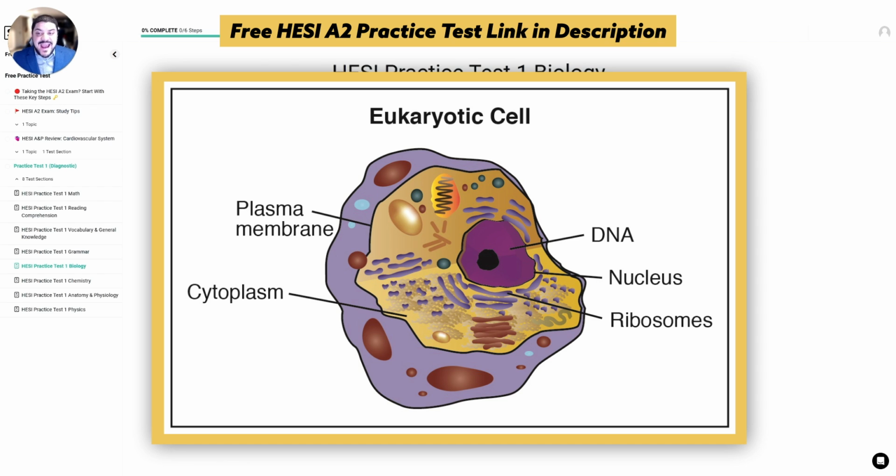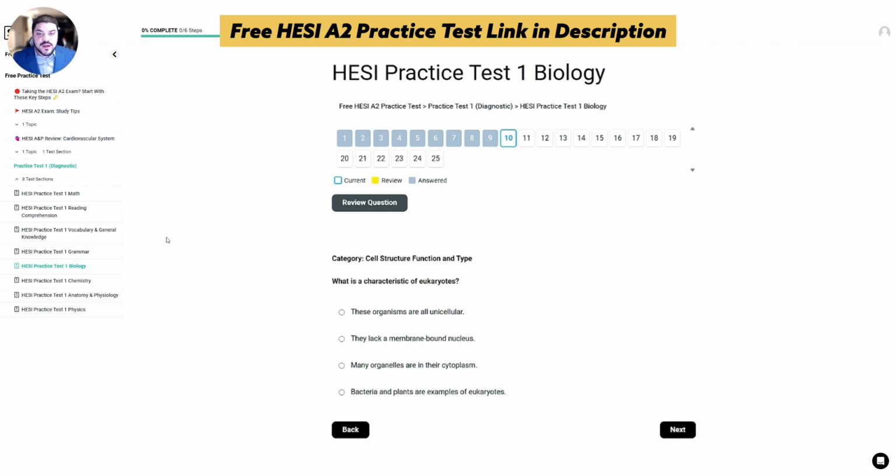Eukaryote cells have a membrane-bound nucleus and other organelles such as mitochondria, Golgi apparatus, and endoplasmic reticulum, which are also enclosed by membranes. This distinguishes them from prokaryotes, which lack a membrane-bound nucleus and organelles. Eukaryotic organisms can be unicellular or multicellular, and they include plants, animals, fungi, and protists. Bacteria are not eukaryotes, they are prokaryotes. All right, that was C.